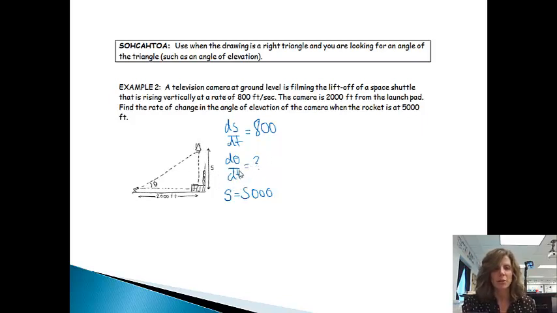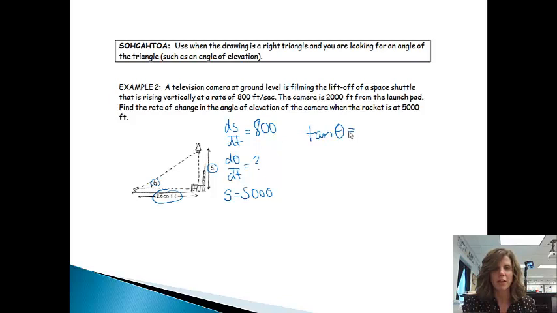All right, so we've gotten some good information now. Now we need a formula. And I noticed that I have the angle theta. I also have the side opposite, and I also have the side adjacent. So opposite over adjacent is tangent. So I'm going to come over here and write my formula.